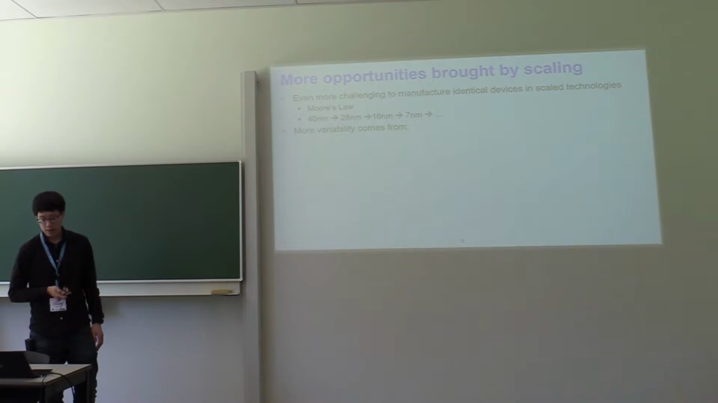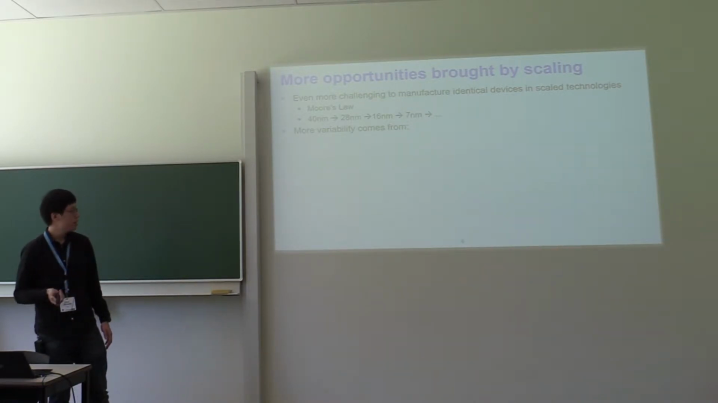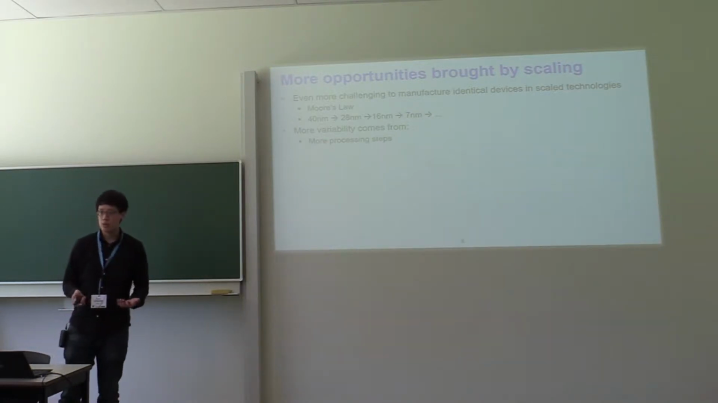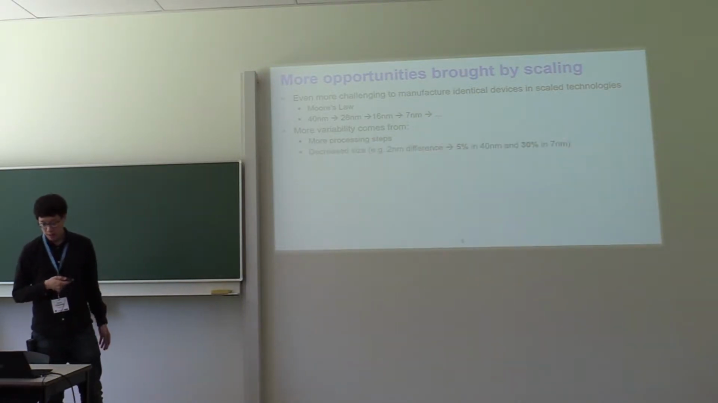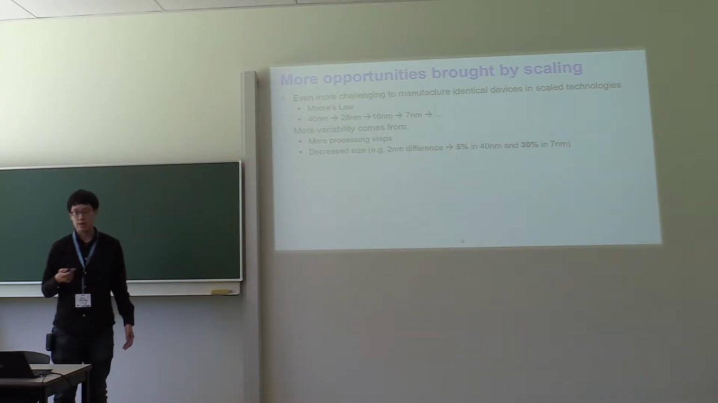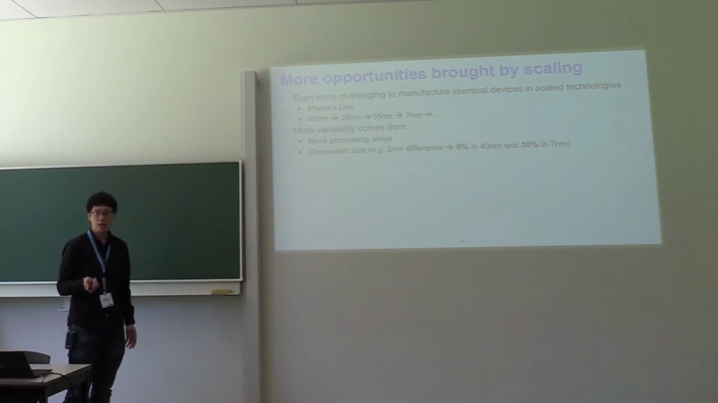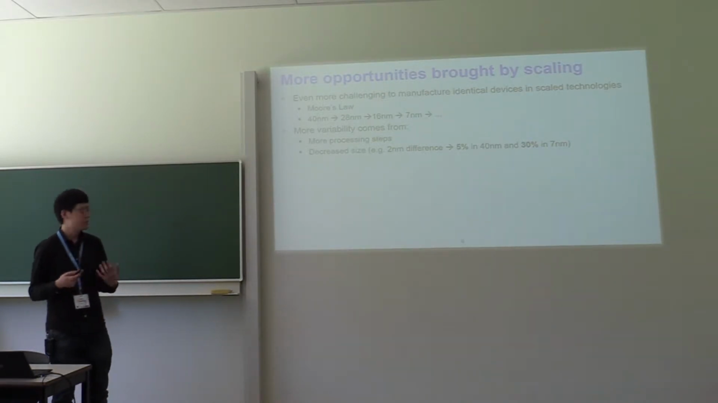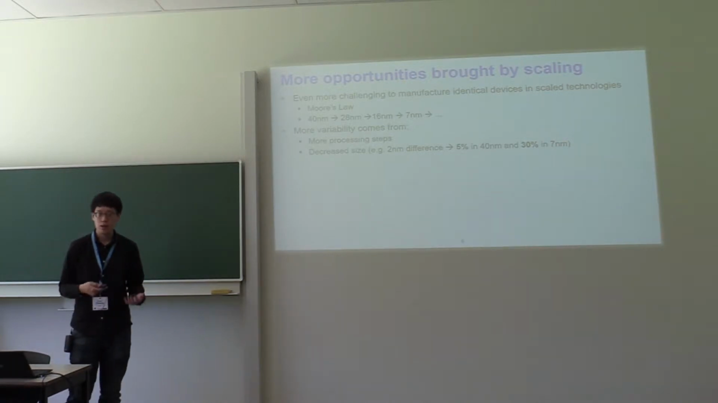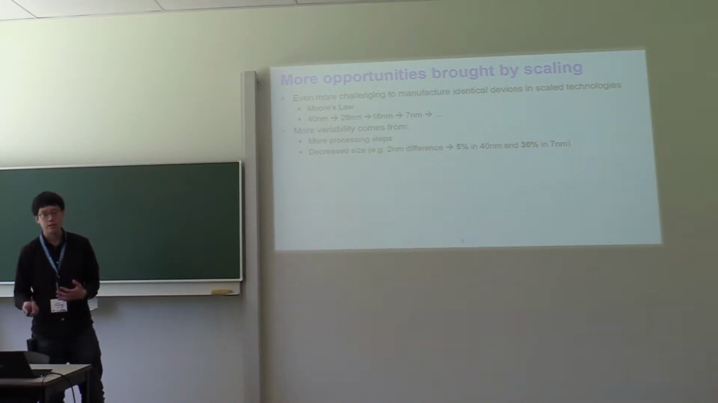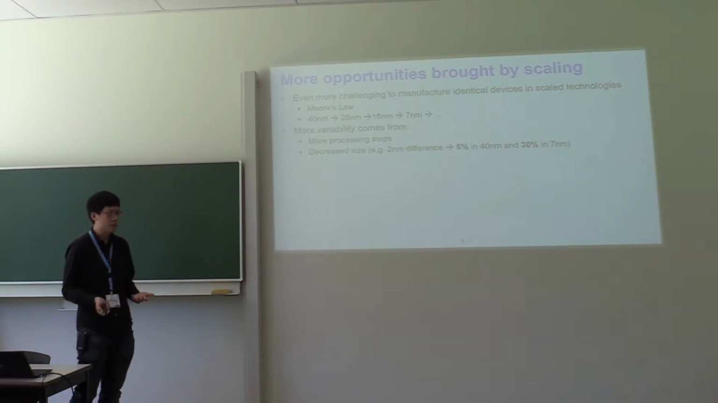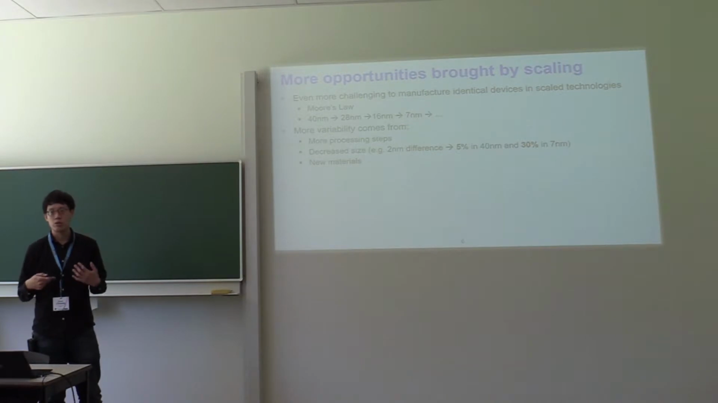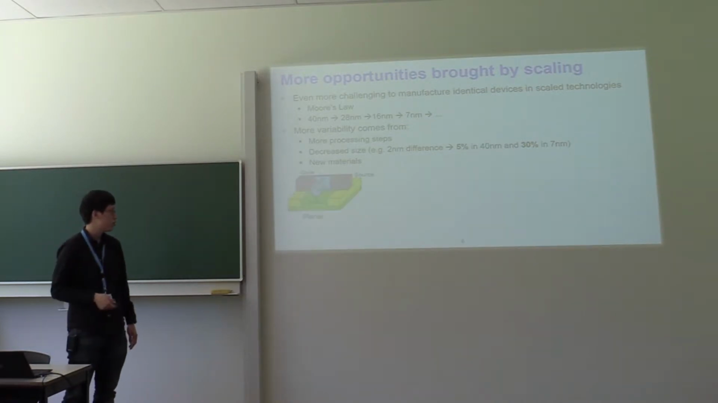And what is the effect of these new technologies and scaling? It introduces more variabilities, because you need more processing steps in this technology. If you decrease the size of the transistor, for example, if you have a fixed variation of 2 nanometer, it's 5% in a 40 nanometer technology, but it becomes a 30% difference in the 7 nanometer technology. And of course, if you want to manufacture new devices, you also need to use new materials, which also introduces more variability.